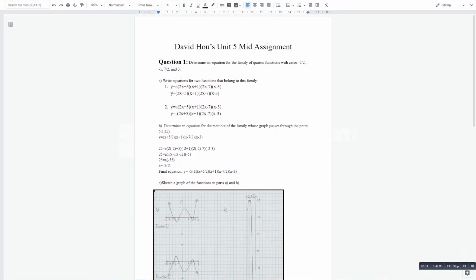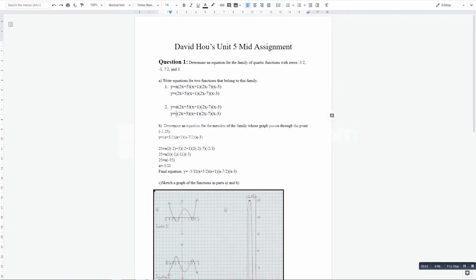For question 1 part A, we need to find 2 equations that satisfy these conditions, being a quartic function with zeros at -5/2, -1, 7/2, and 3. Using the 4 points at x-intercept, I found this equation and its vertical reflection version, with the a value being replaced with 1 and -1.